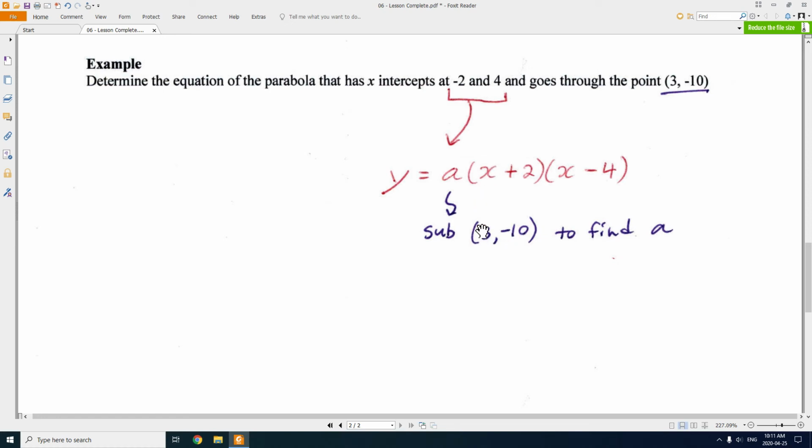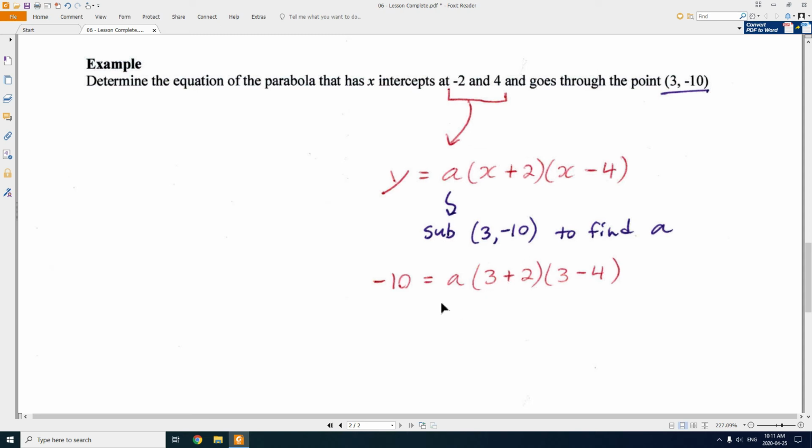So I'll go through here and replace both x's with 3, and I'll replace y with negative 10. Now I have an equation I can solve for a. I'm allowed to do this because this is a valid point. My parabola goes through that point, so if I plug that point in, it has to be a valid equation.